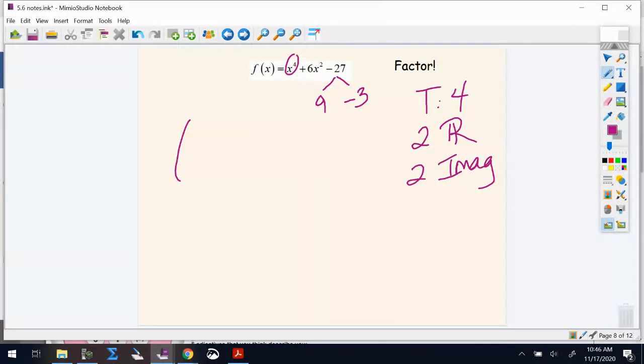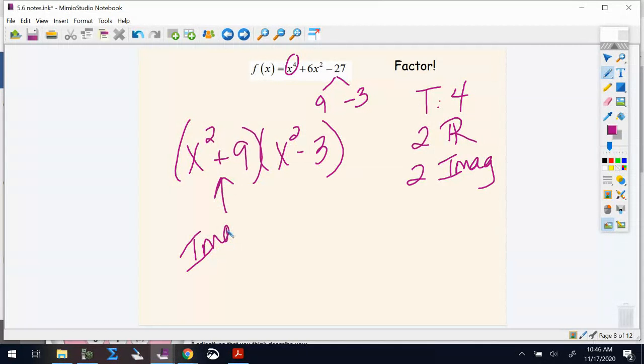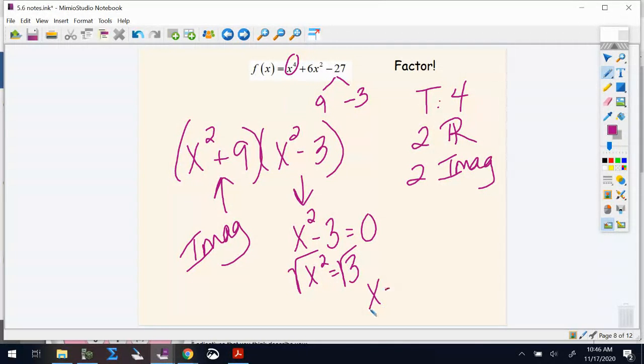So when I break down an x to the 4th, it's going to be x squared plus 9 and x squared minus 3. Here's your imaginary part. X squared plus a number will not factor. Here's where you're going to get your real solutions. It will not go further because 3 is not a perfect square, but we could set this equal to 0, add 3 to both sides, and then take the square root. And anytime we take a square root, we call them pairs. We get plus and minus. Those are your 2 real solutions.